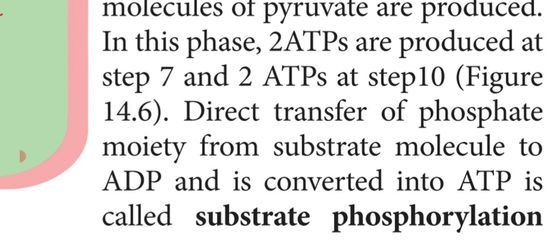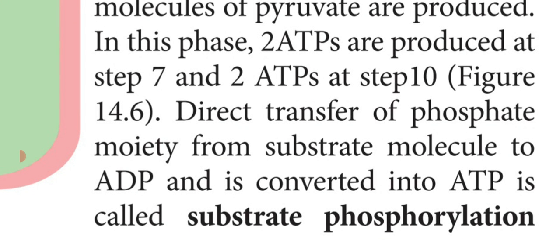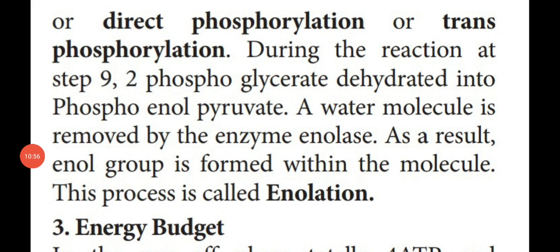The direct transfer of a phosphate moiety from a substrate molecule to ADP, which is converted into ATP, is known as substrate level phosphorylation. That means the phosphate molecules are directly added to the ADP and converted into ATP. So substrate level phosphorylation takes place in the glycolysis process. This phosphorylation is also known as direct phosphorylation or transphosphorylation.